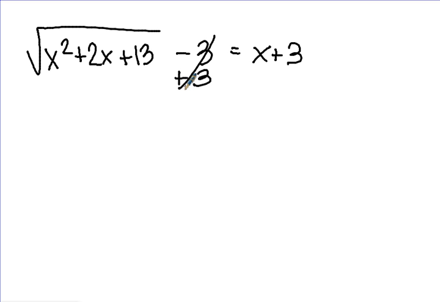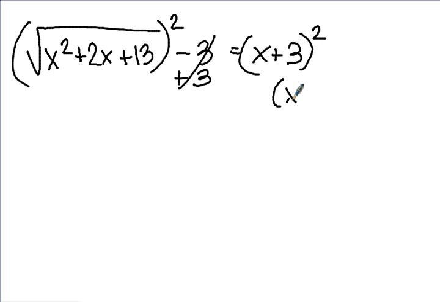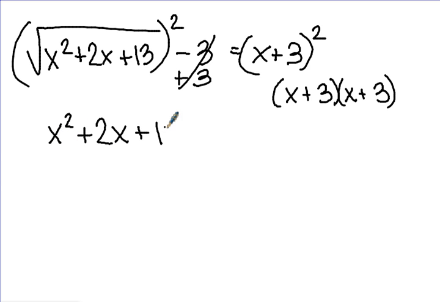To get rid of that square root symbol, we're going to square both sides. And keep in mind, when we square x plus 3, we're really doing x plus 3 times x plus 3. Okay, over here, the square root and the square cancel out, so we have x squared plus 2x plus 13. And then we need to distribute x plus 3 times x plus 3. We distribute, we will get x squared plus 6x plus 9.